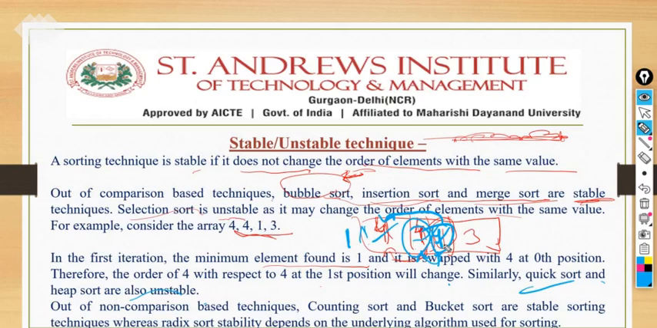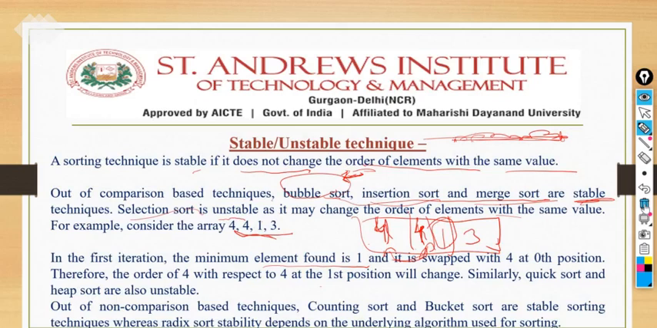So in case of selection sort, quick sort and heap sort, it may be possible that elements with the same values may change their position. Out of the non-comparison based techniques, counting sort and bucket sort are stable sorting techniques, whereas radix sort stability depends on the underlying algorithm used for the sorting. These algorithms may help you from a competitive exam point of view; these are not included in your syllabus, non-comparison based techniques, right?